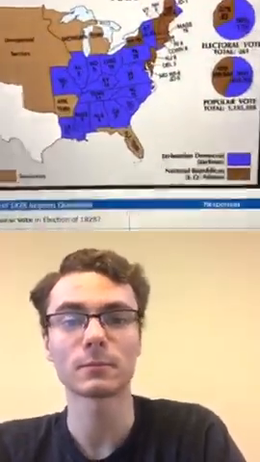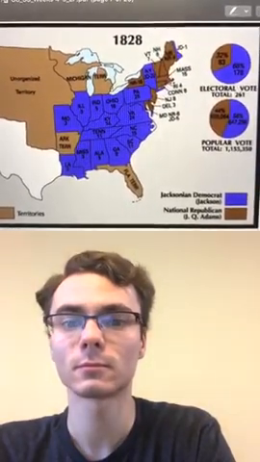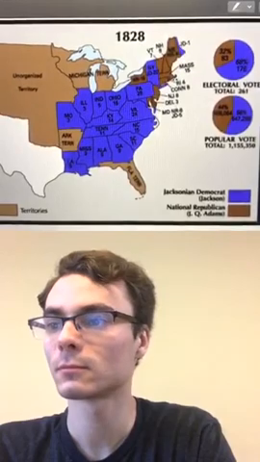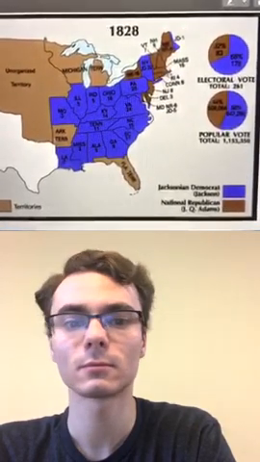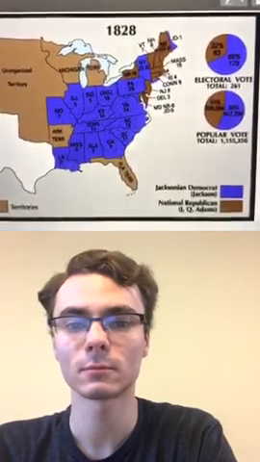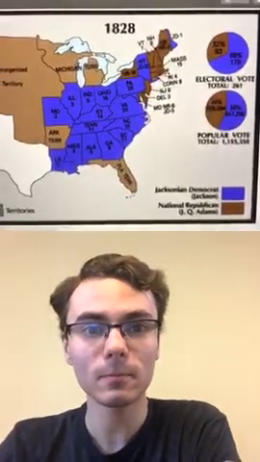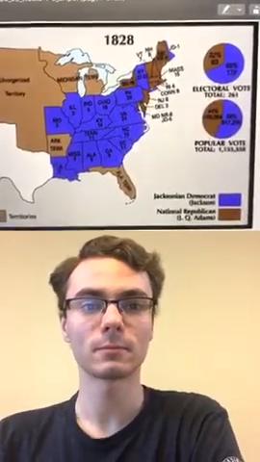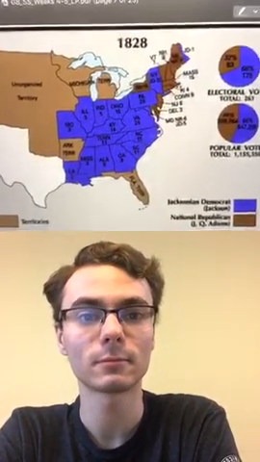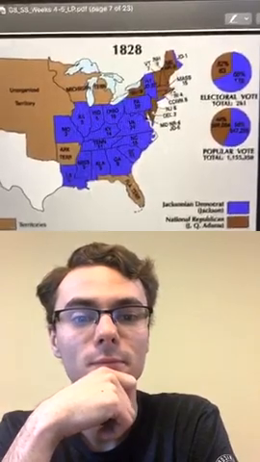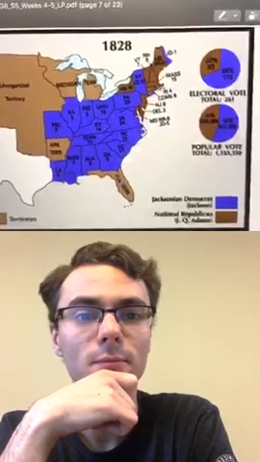1828. You guys take a minute and look at this map. Things have changed significantly. What is the first thing we notice? There's something very different when you look at these two charts, these two graphs right here, the electoral vote and the popular vote. Something very glaring that has changed. What's the first difference when we're looking here? Jackson has the most votes, but there's something else that's super obvious here.